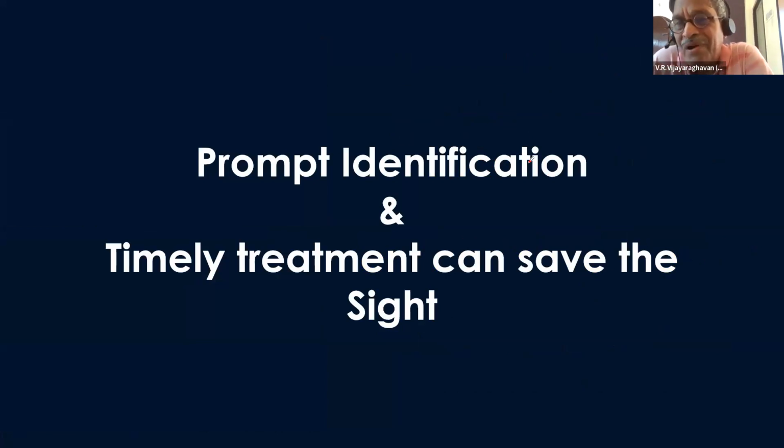Now, what happens? Prompt identification of these problems like recurrent stye, recurrent lesions, narrowing of the palpebral aperture, and the Imtiaz sign, when you give timely treatment, can save the patient from these problems. If myopia is not treated, he will become amblyopic, that is partial loss of vision. When myopia is not treated, he will not develop outside activities. He will not develop any interest. That means he is forced to see near only. That is why he will not develop any interest in the outside world.